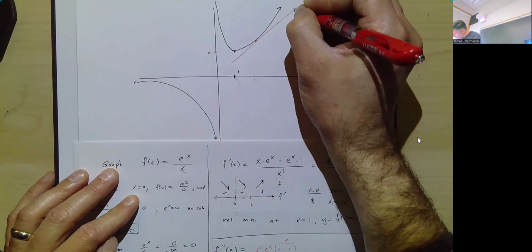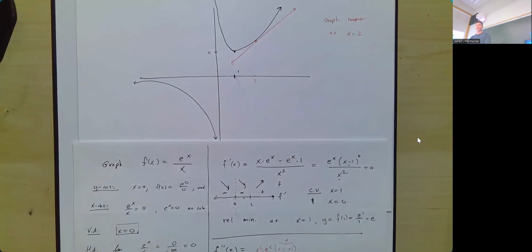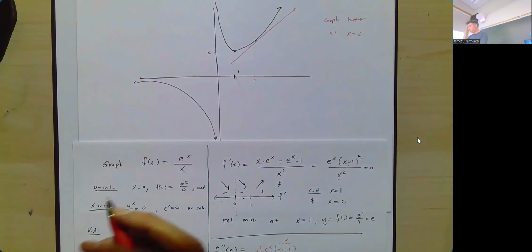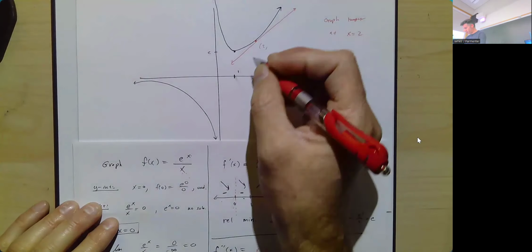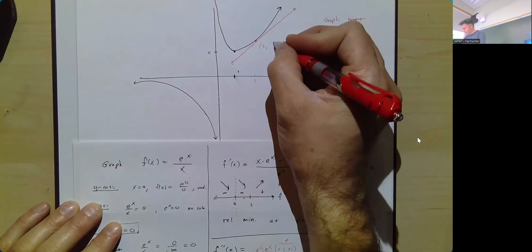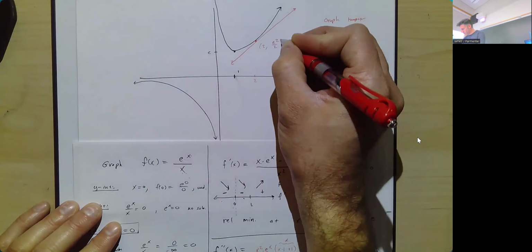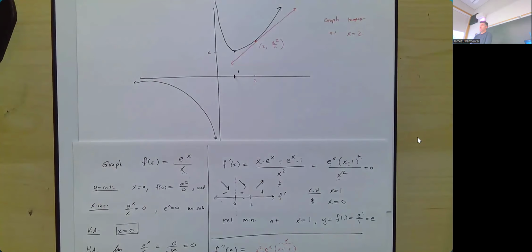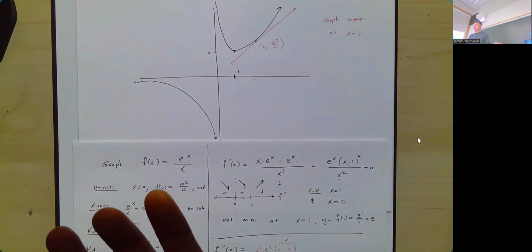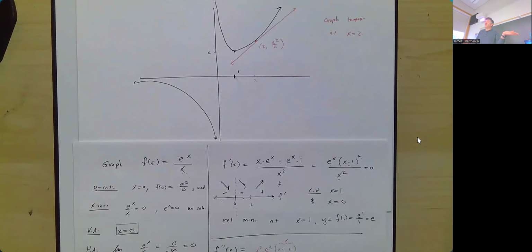I didn't say find the equation of the tangent line. I just said graph it. So there we go. At the point 2 comma, if I plug that into the function here, it's e squared over 2. There's a tangent line. Graphing a tangent line is not terrible, typically. Finding the equation of a tangent line is more work. Okay.